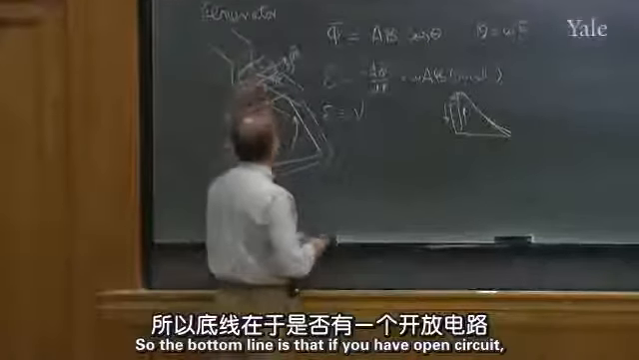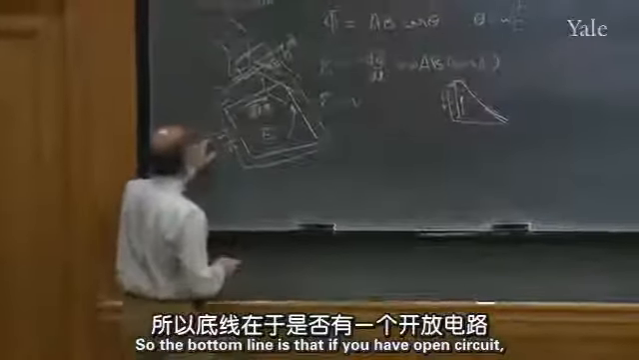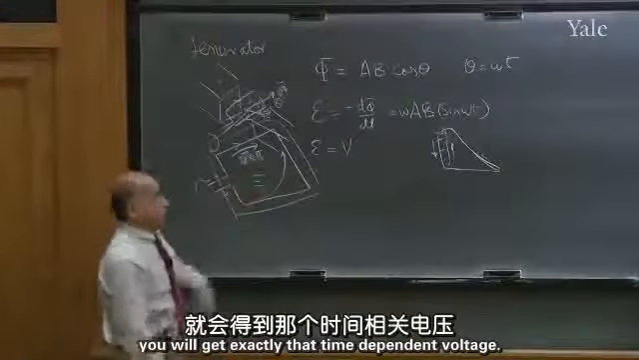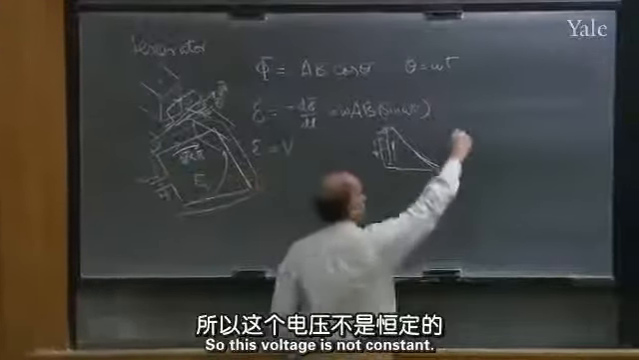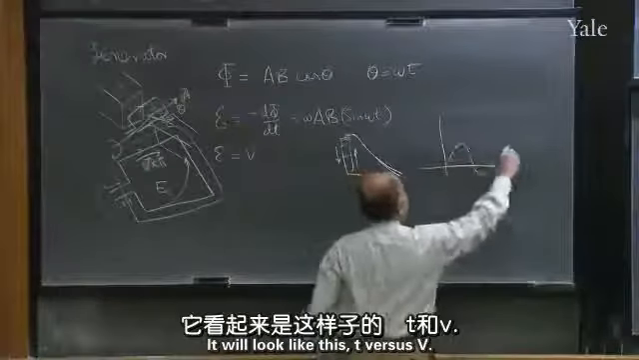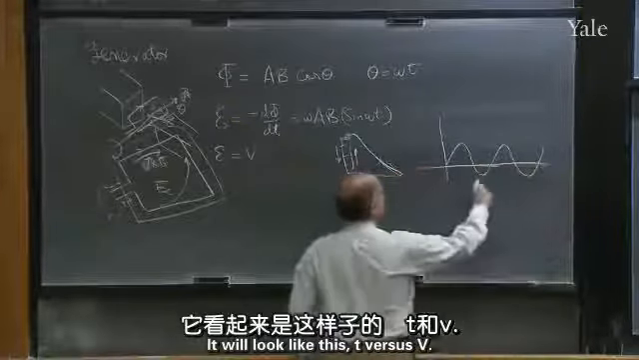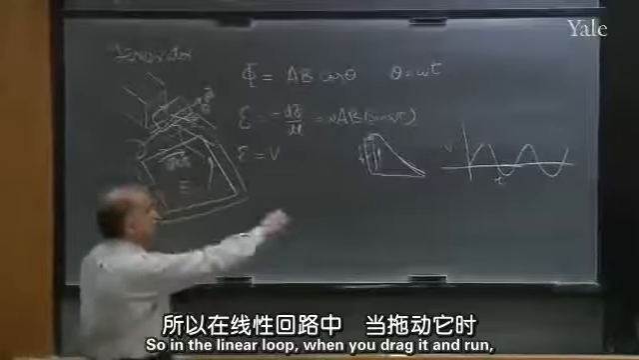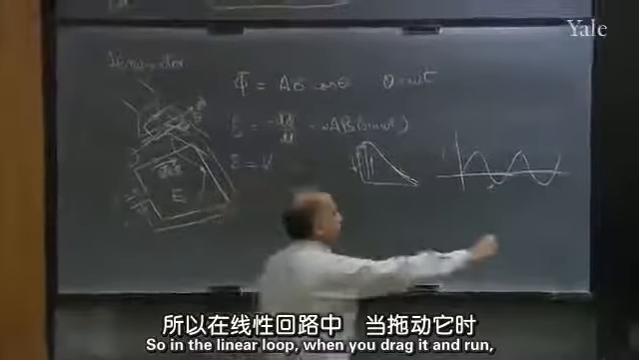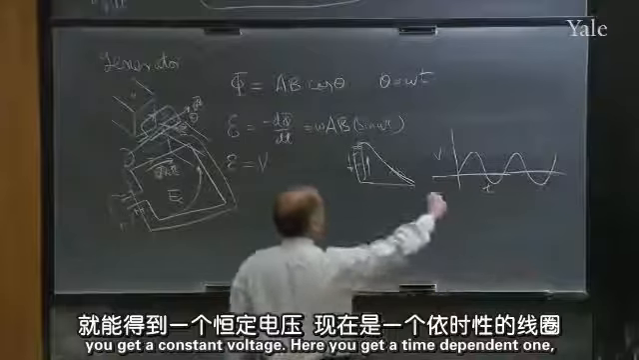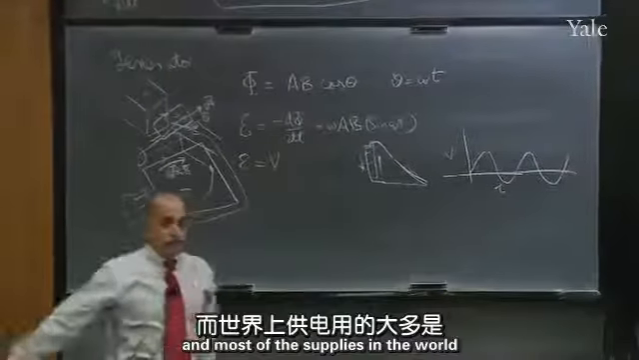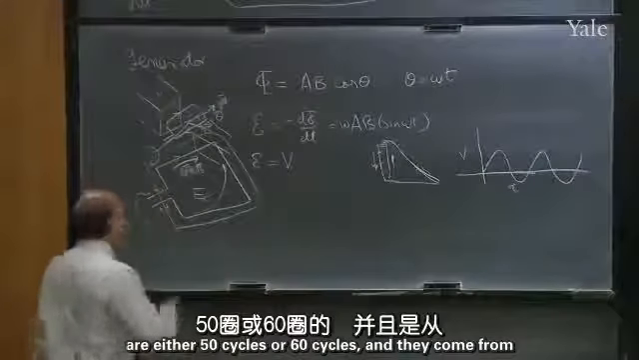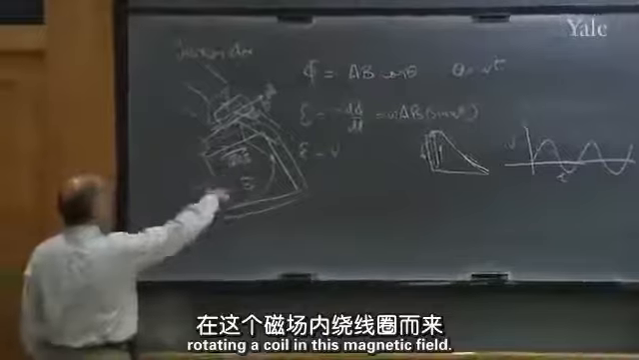Okay, so the bottom line is that if you have open circuit, and if you put a voltmeter that measures voltage, you'll get exactly that time-dependent voltage. So this voltage is not constant. It will look like this. T versus V. So in the linear magnet, when you drag it and run, you get a constant voltage. Here you get a time-dependent one. And most of the supplies in the world are either 50 cycles or 60 cycles. And they come from rotating a coil in this magnetic field.